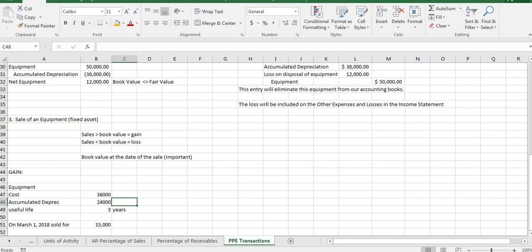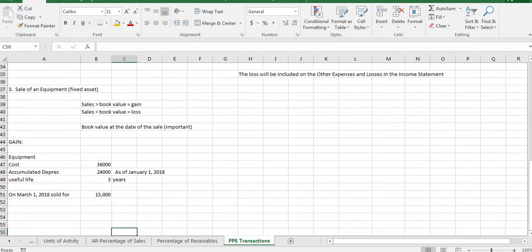So we have a mismatch of dates. The report date says accumulated depreciation January 1st, and we sold it on March 1st. So we need to take care of the 2 months. So let's do some simple math to make sure that we have set up everything correctly.